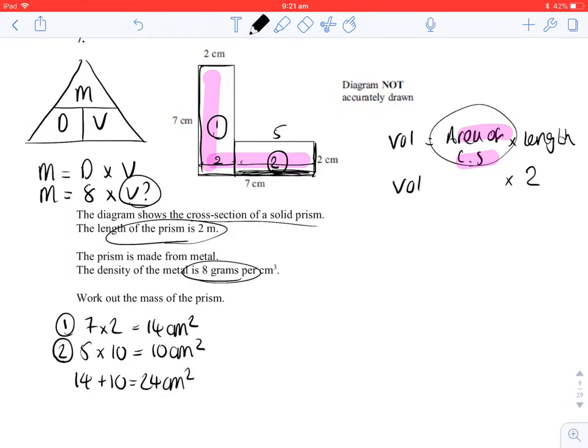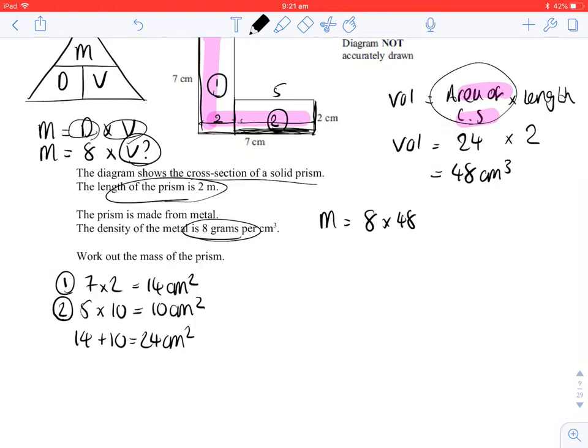So the volume is going to be 24 times 2, which is 48 centimeters cubed. So to find our mass, it is going to be 8 times 48, because it is the density times the volume. And we can work that out in a couple of ways. We can use Napier's bones if we want to.